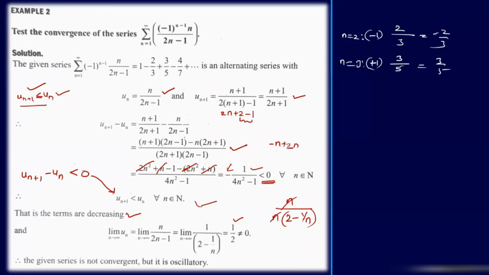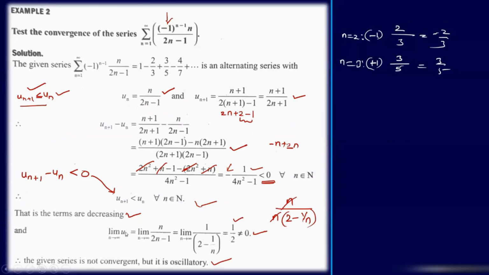Right? So when the limit is not equal to 0 here, we can say the series is not convergent. When the series is not convergent, you can understand that because it is an alternating series, we can say it is oscillatory. Of course, it is divergent, but as a special case, you can also say it is oscillatory, because of this minus 1 to the power of something. That's how we can verify whether this series is convergent or not.